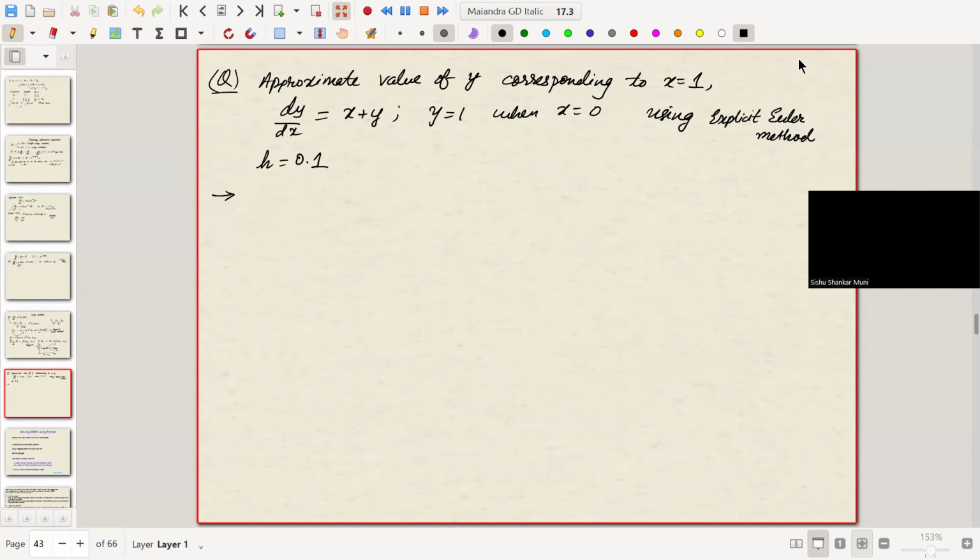So the value of y at x equal to 0 is given to you. Now you have to find the value at x equal to 1, and h is given to you as 0.1. So now you have to apply the Euler method till you reach 1. Got it? Iteratively, y i plus 1 equals y i plus h times f of x i, y i. What is f here? x plus y, the right hand side of the differential equation.